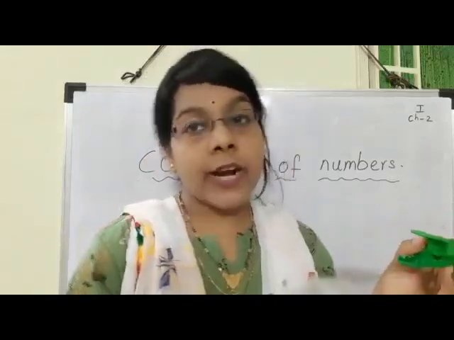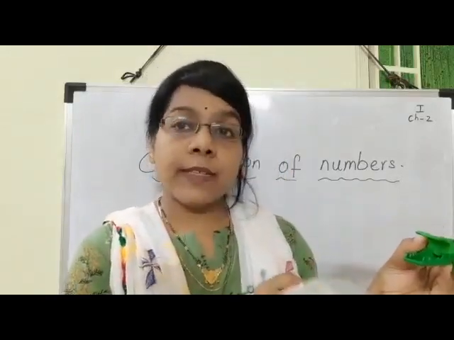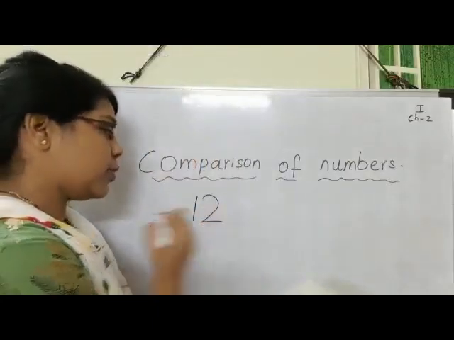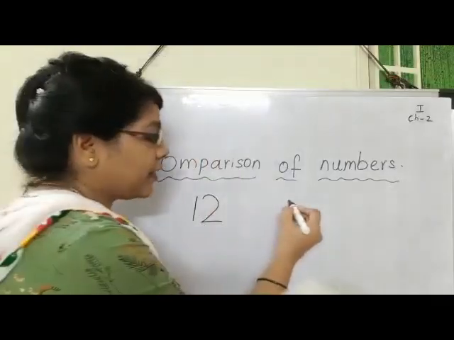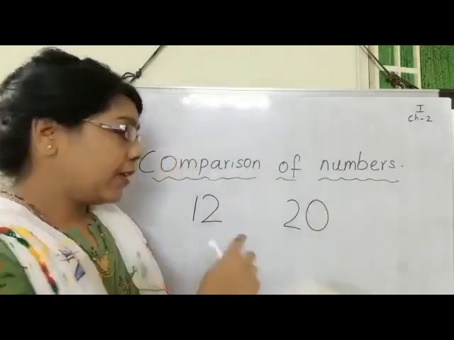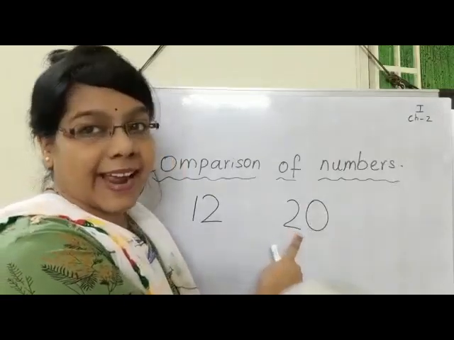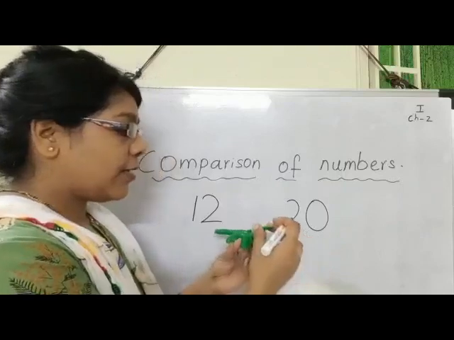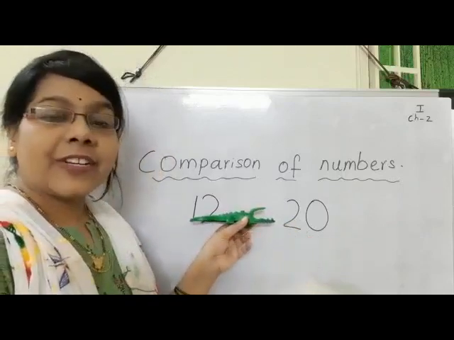Now I will write two numbers. You tell me which is the greater number. 12, 20. Which is greater number? Right, 20. So this crocodile's mouth will be open towards 20.